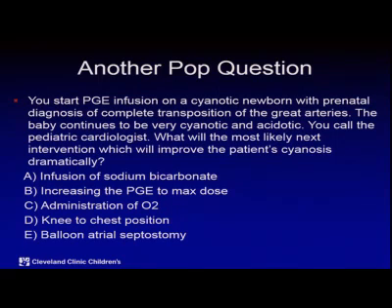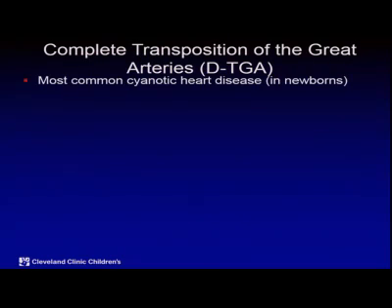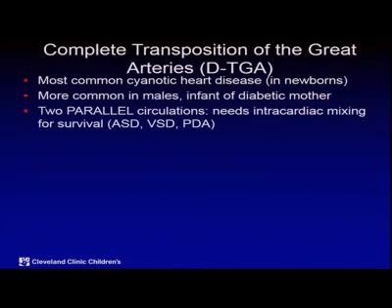Yay. All right, so yes, this is what you do. None of these will really help. So complete transposition of the great arteries is the most common cyanotic heart disease in the newborn. Tetralogy is the most common cyanotic heart disease overall, but in a cyanotic newborn, because most tetralogies may not be blue at birth, think transposition. So it is more common in males and infants of diabetic moms.